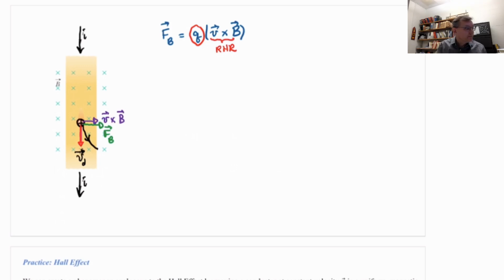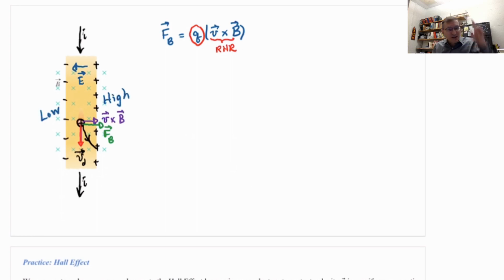deflected to my right. And that means that I will, over time, end up with an excess of positive charge on the right side of this strip, and leaving me with an excess of negative charge on the left side. And that will create an electric field within the strip. The electric fields point away from positive and towards negative. So the E will be to my left. But then that means, because electric field points from high potential to low, that the right side of the strip is high potential and the left side is low potential.